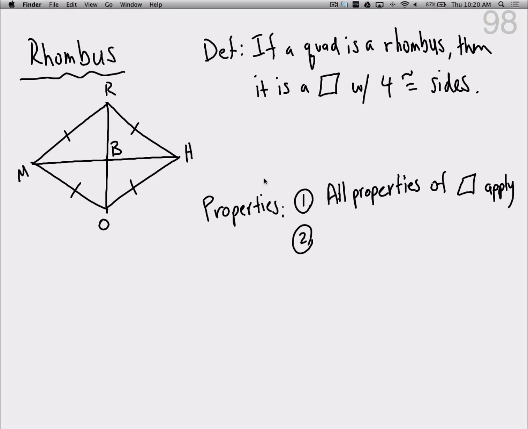Okay. Becca? The diagonals are perpendicular to each other. Beautiful. Diagonals are perpendicular. What else?